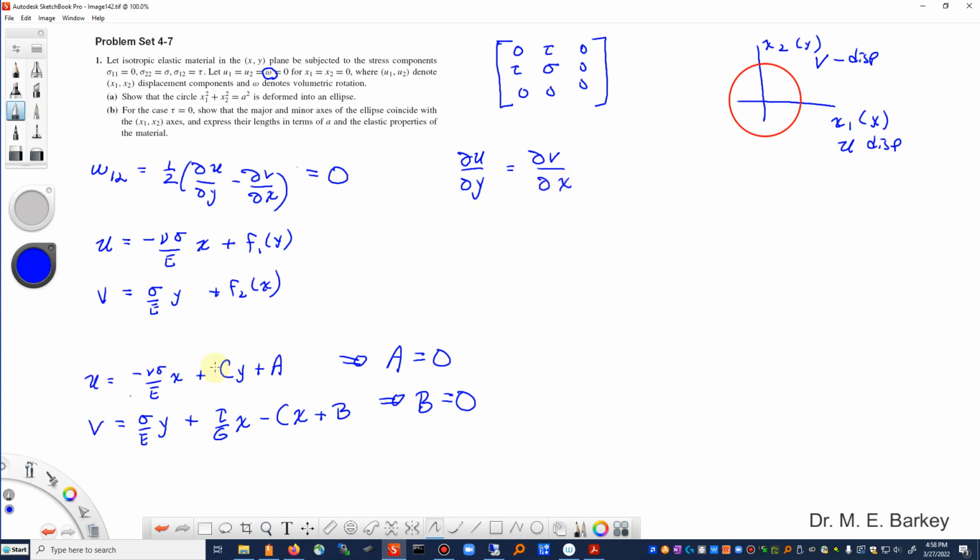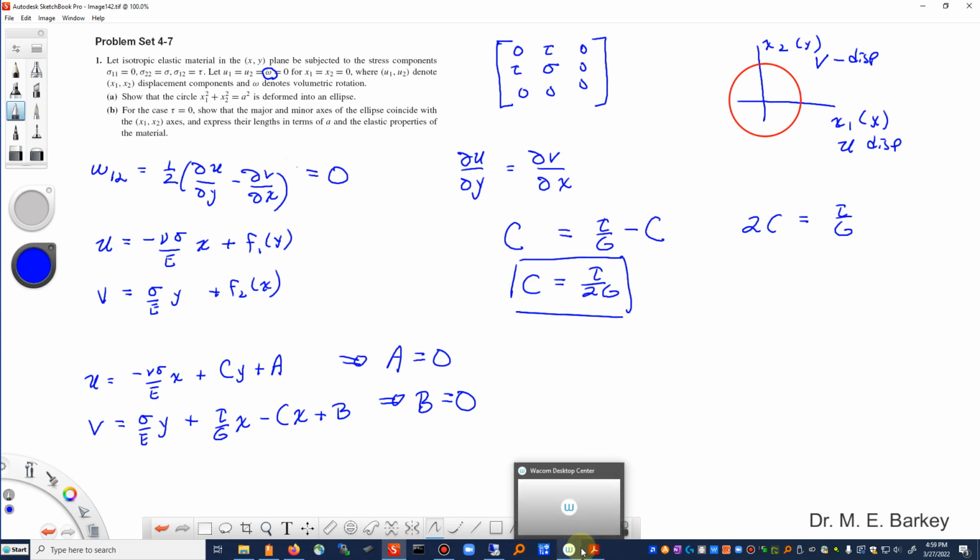Using this equation here, the partial of u with respect to y is going to be equal to c. The partial of v with respect to x is going to be equal to tau over G minus c. So in this case, 2c is equal to tau over G. So c is going to be equal to tau over 2G. So we have found that particular constant of integration.